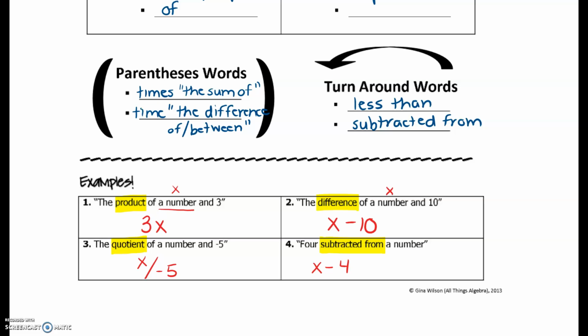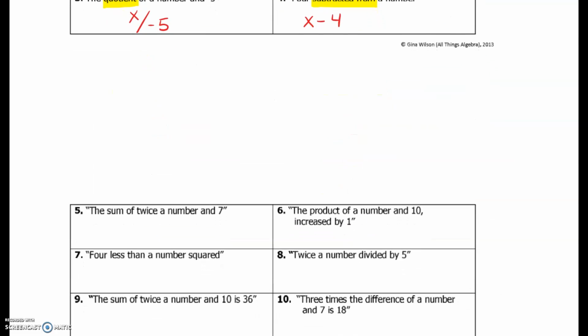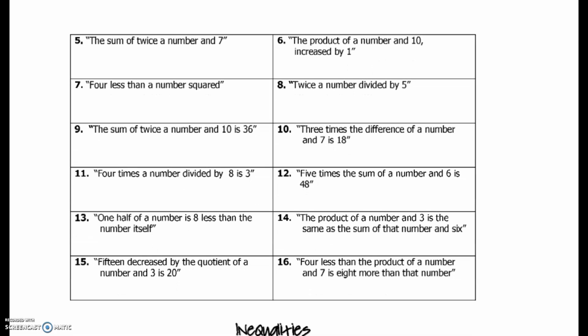Okay, go ahead and flip the page and we have a few more examples here on the back. So, number 5, the sum of twice a number and 7. Well, in this case, we actually have 2 keywords. We know that the word sum indicates to us that we have to add. However, we have the phrase twice a number, which means that we're going to be multiplying a number by 2. So in this case, we'll start our expression with 2x plus 7.